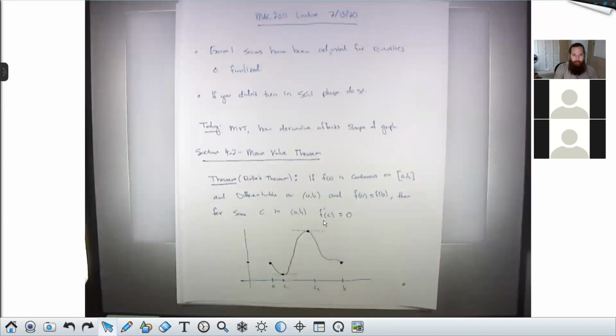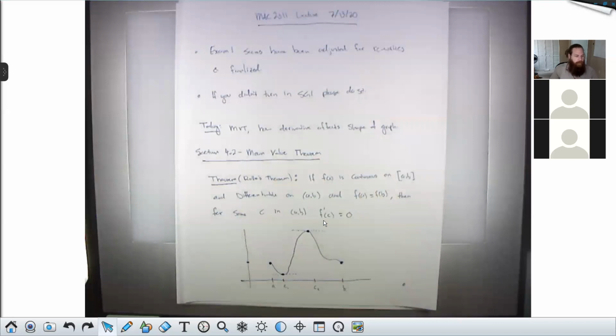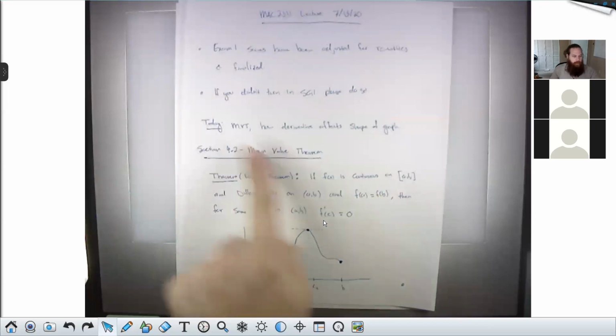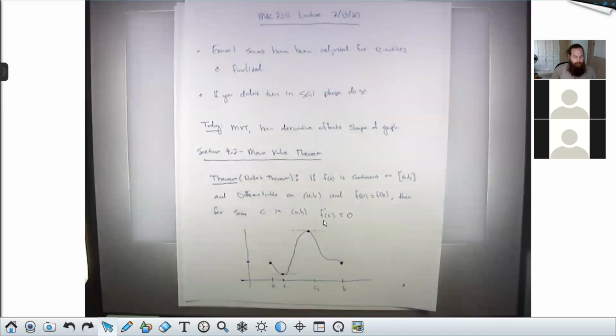Okay, thanks. So I talked a little bit, I said the exam 1 rewrites have been graded. If you didn't turn in study guide 1, please do it, even though it's late. Today we're going to talk about mean value theorem, that's this section, and how derivatives affect the shape of the graph, which is section 4.3.